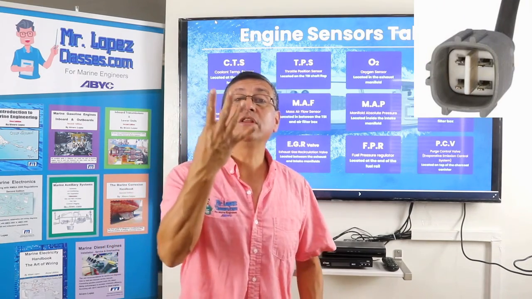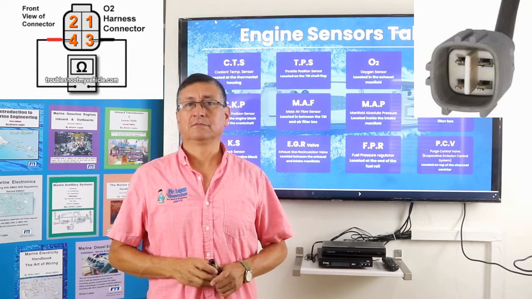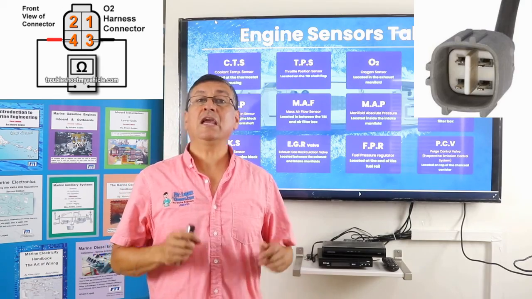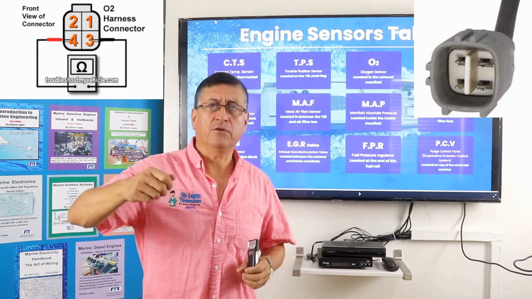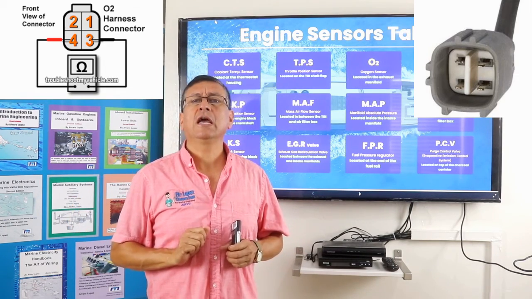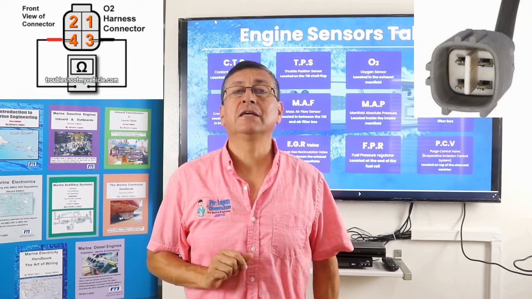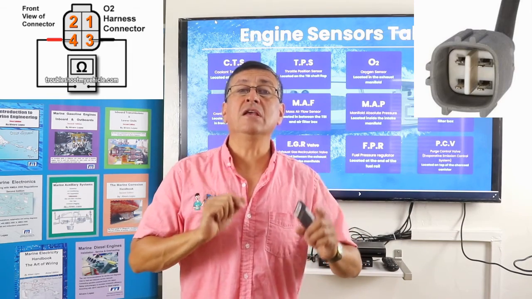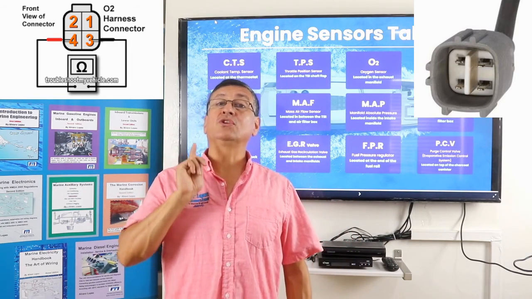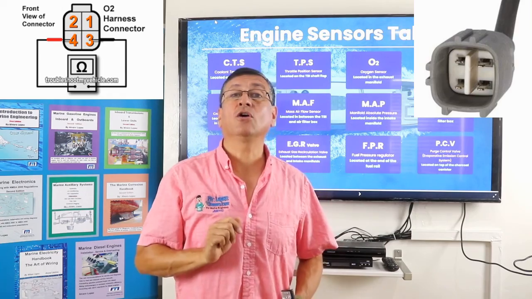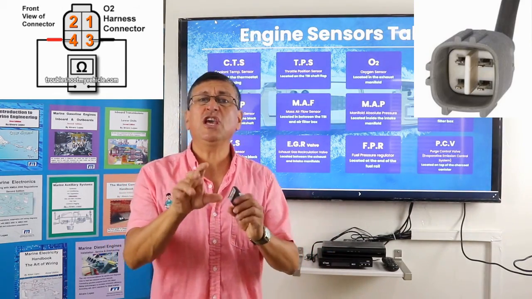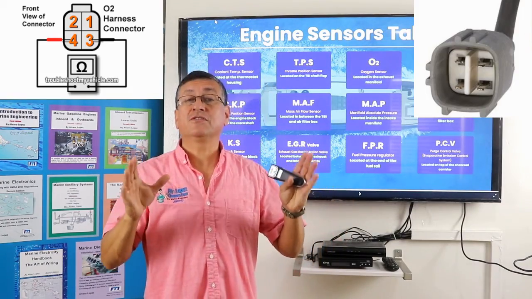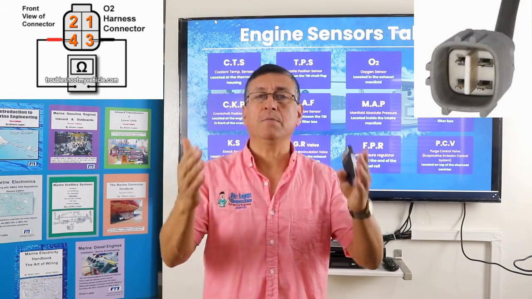And there are sensors with four terminals. Those sensors have two terminals with constant power, normally from the computer or from the ignition switch, and the other two pins are one to send signal to the computer and the other one to receive signal from the computer, which depends on the sensor and on the manufacturer and on the engine.